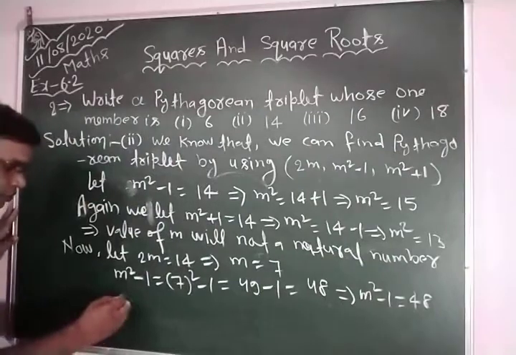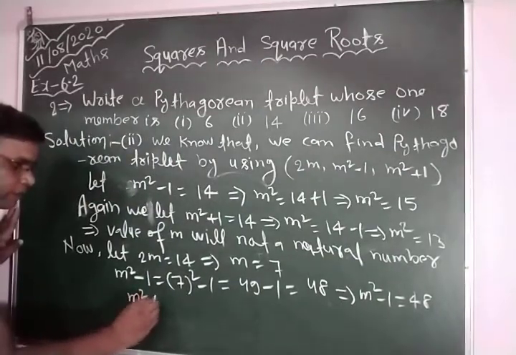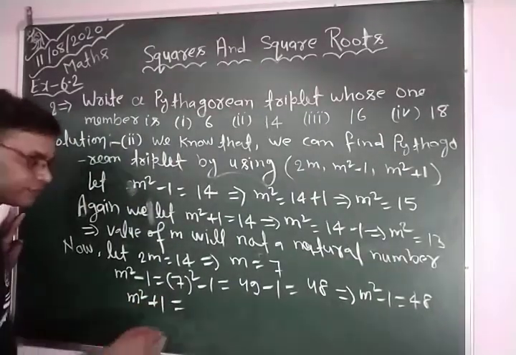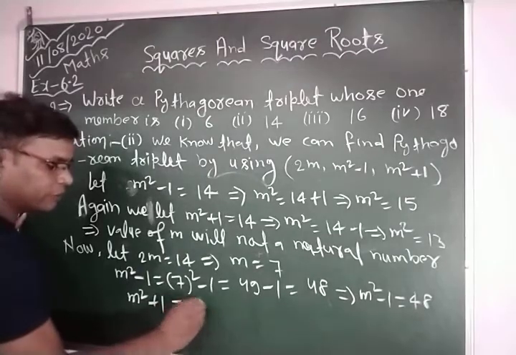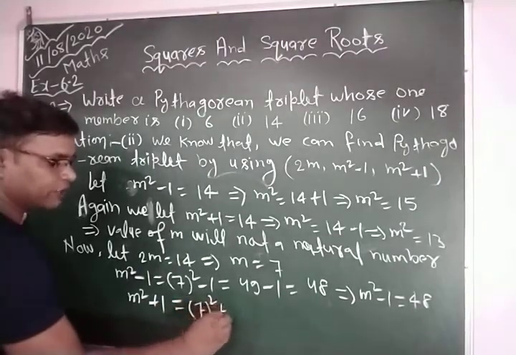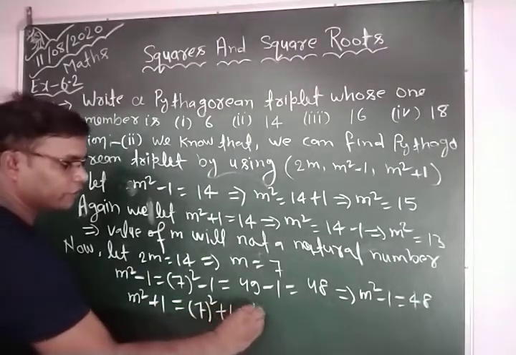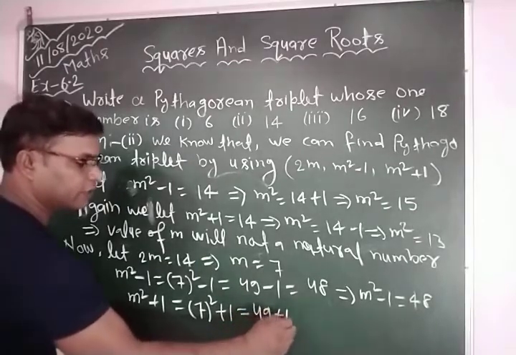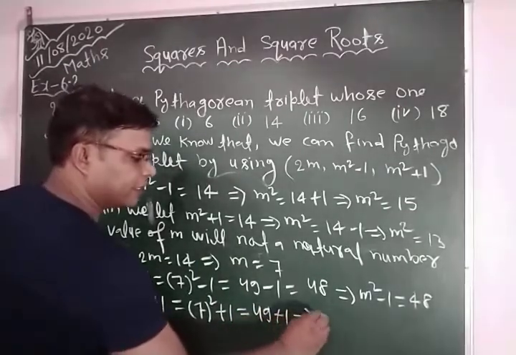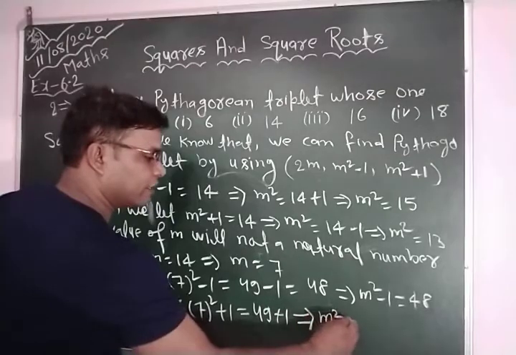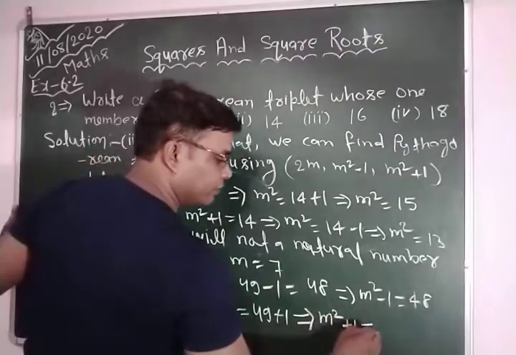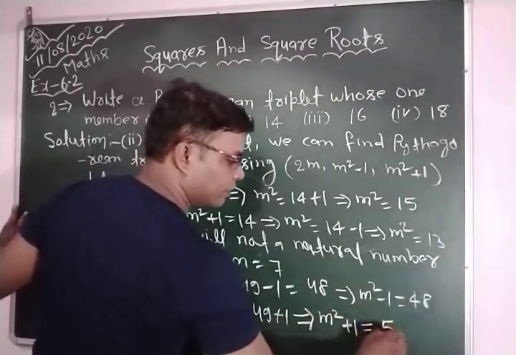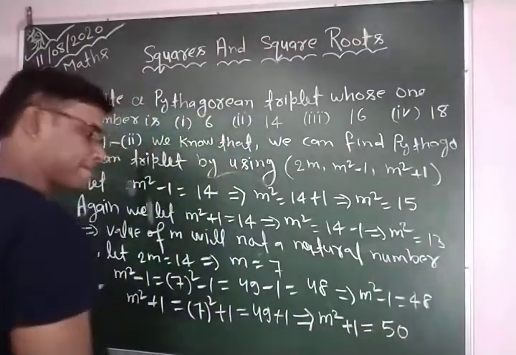And now we find the value of m square plus 1. Okay. So m square plus 1 is equal to, the value of m is 7, square of 7 plus 1. This is equal to 49 plus 1, so the value of m square plus 1 is equal to 50. Okay.